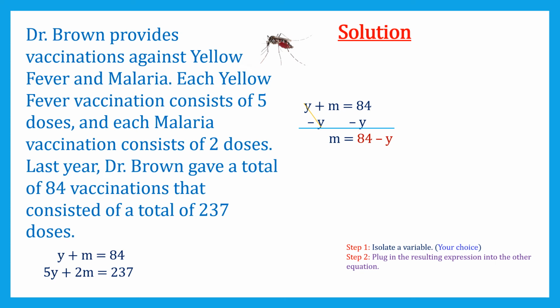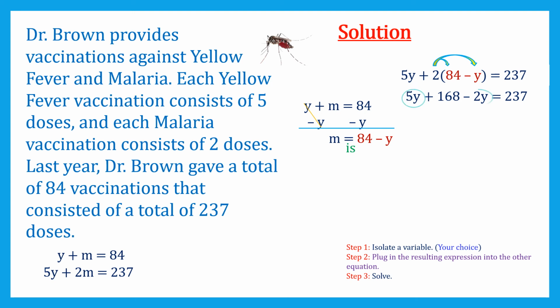I'm going to plug this expression into the other equation. So we know that M is 84 minus Y. So everywhere I see an M, I'm going to replace it with 84 minus Y. And I'm going to use the equation 5Y plus 2M equals 237. So it's going to be 5Y plus 2 times the quantity 84 minus Y equals 237. I want to distribute the 2 to everything inside the parentheses. So I end up with 5Y plus 168 minus 2Y equals 237.